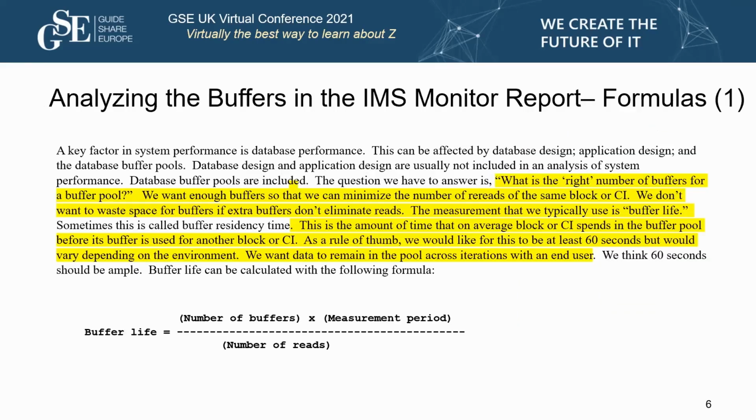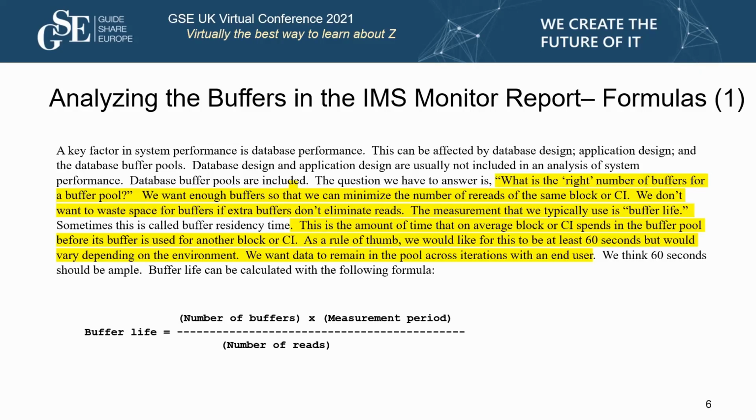So let's discuss how to use the buffer pool numbers to gain an insight into their effectiveness using 3 formulas. The first one, the one on this visual, is a calculation of buffer life, also known as buffer residency, which is shown at the bottom of the visual. This is the amount of time that, on average, a block or CI spends in the buffer pool before its buffer is used for another block or CI.